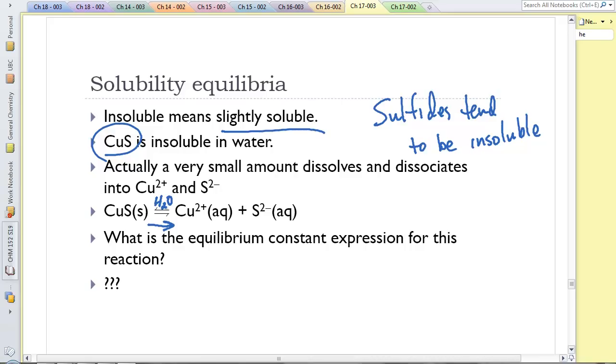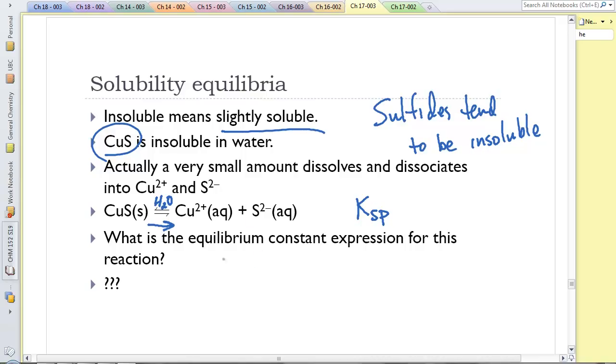Now, this is an equilibrium. This is actually an equilibrium that lies far to the left, so our K value is really small. And we give it a special name, Ksp. This stands for solubility product. When we write this out, it's just going to be the products of our reaction. We'll see in a minute. For this reaction, it's going to be quite small.